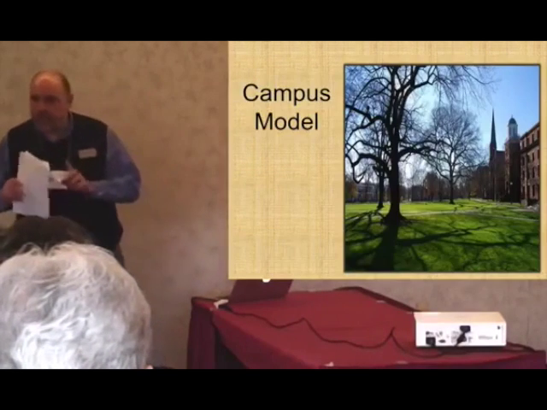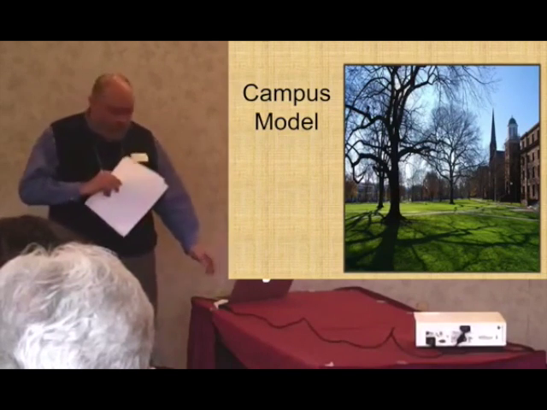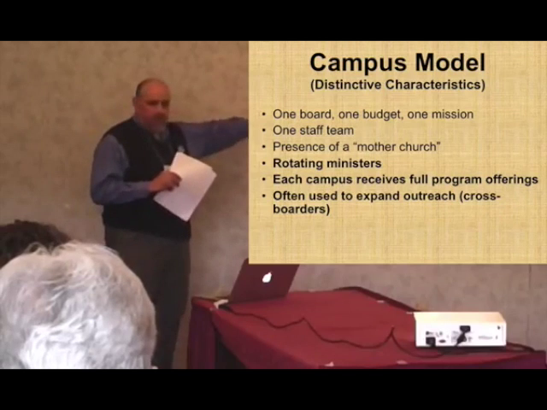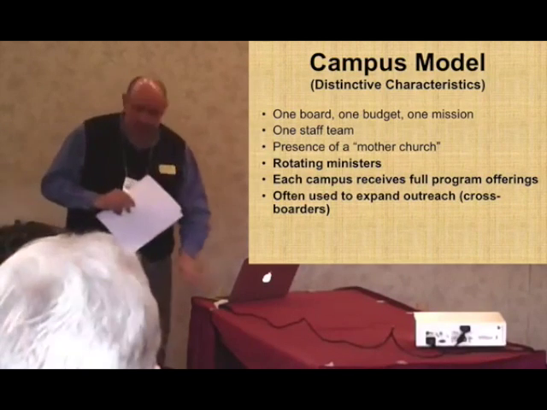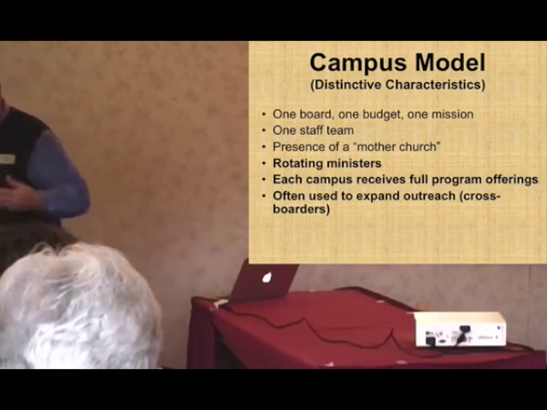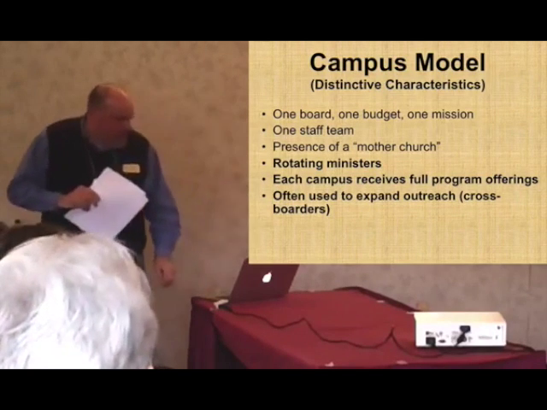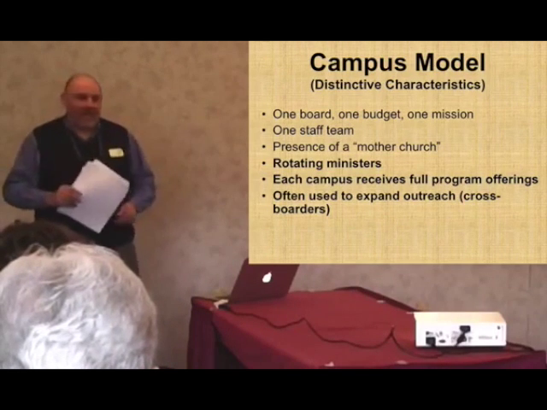That's the first model. The second model is the campus model. It's similar to the branch model, but there is one major difference. Again, there's one board, one budget, one mission, one staff team. There's a big mother church that gives birth to little baby churches, and I mean that in an affectionate way. I don't mean like baby. Nothing wrong with babies. No, I used to be one myself.